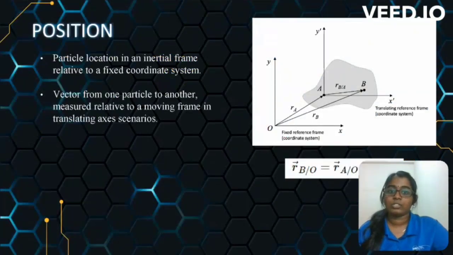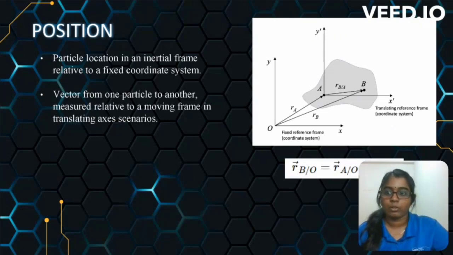In an inertial reference frame, a particle's position is determined by its location in a fixed coordinate system, while its relative position is determined by the vector from the second particle to the first. In translating axis scenarios, position is measured relative to the moving frame, so rB equals rA plus rB over A.